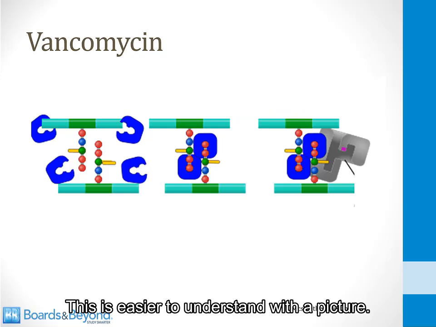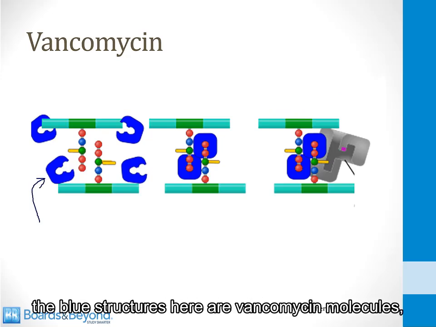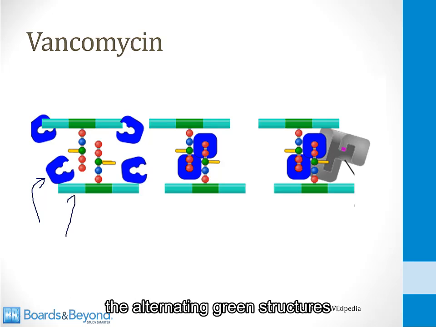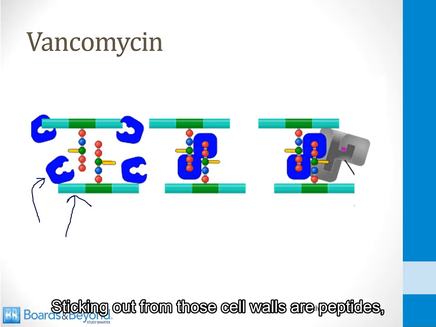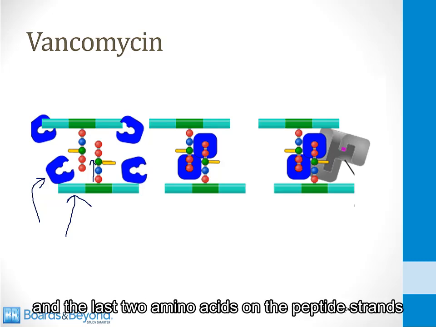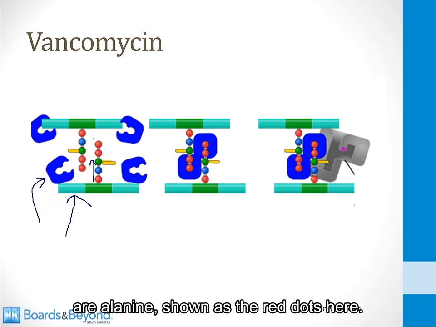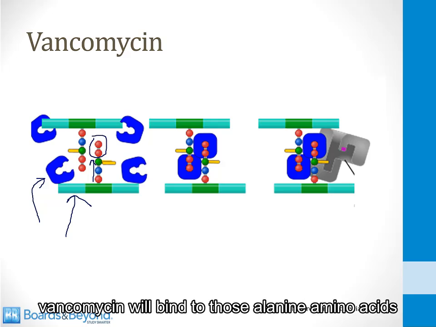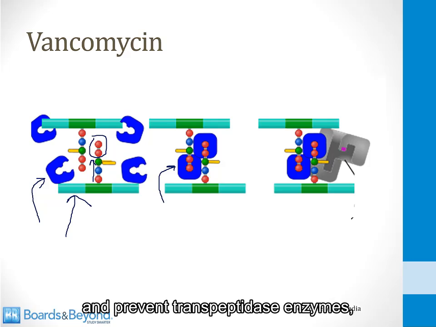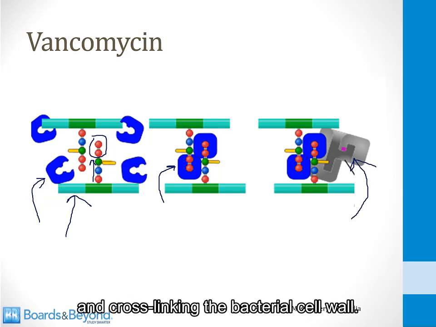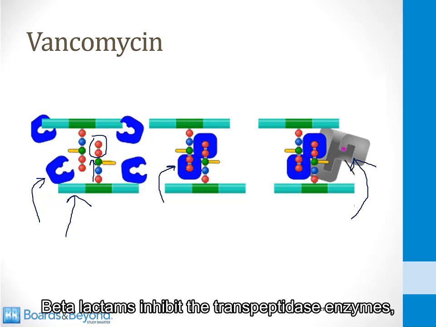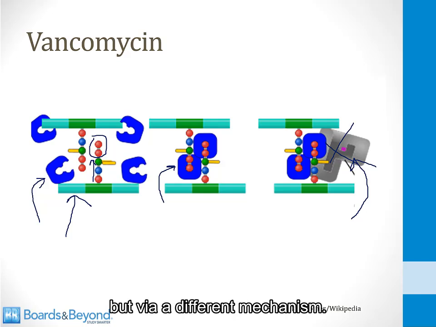This is easier to understand with a picture in this drawing. The blue structures here are vancomycin molecules. The alternating green structures are the NAM and NAG backbone of bacterial cell walls. Sticking out from those cell walls are peptides, and the last two amino acids on the peptide strands are alanine, shown as the red dots here. Vancomycin will bind to those alanine amino acids and prevent transpeptidase enzymes, which are the gray structure shown on the screen here, from binding the alanine amino acids and cross-linking the bacterial cell wall. Beta-lactams inhibit the transpeptidase enzymes. That has the same effect, but via a different mechanism.